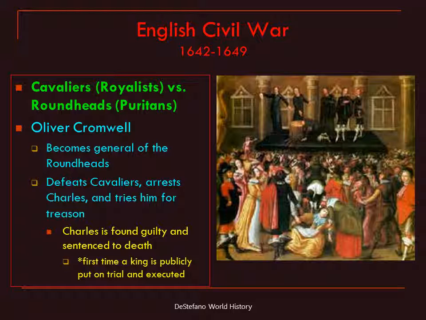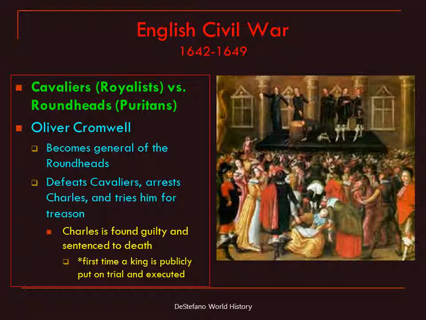So, in the English Civil War, 1642 to 1649, you have the Cavaliers or Royalists, who were the king's supporters, versus the Roundheads or the Puritans, who were the supporters of Parliament. And they were led by an ardent Puritan parliamentary member named Oliver Cromwell, who we know very, very well by this point of the class. Oliver Cromwell's military decisively defeated the Cavaliers or Royalist armies. Okay, so the Civil War was over, Parliament wins, and now what to do with King Charles?